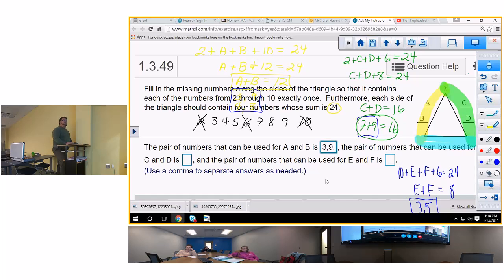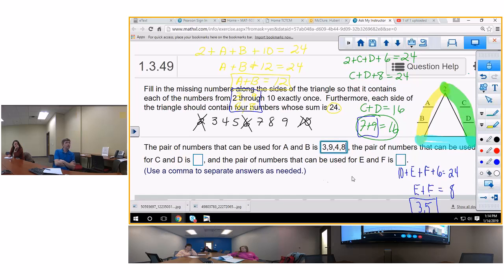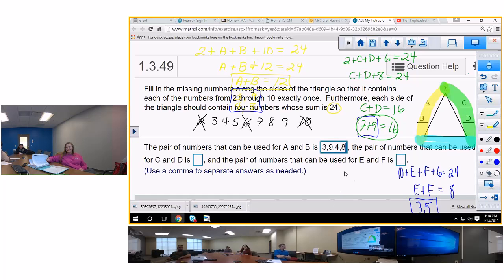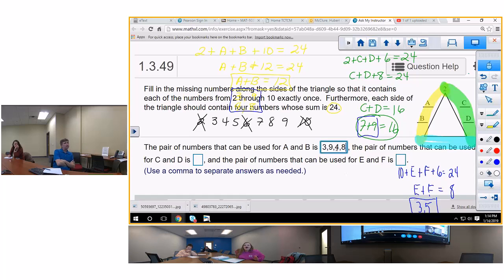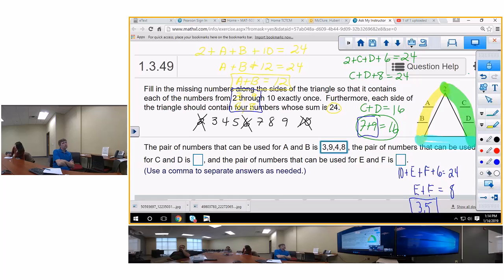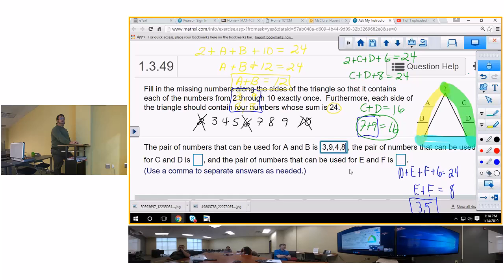Is that right? Don't put the other one. 4 and 8. I think you're only supposed to use one. 3, 9 is what you put. Yeah, but what about 4, 8? You've got to put it down there where C and D is.